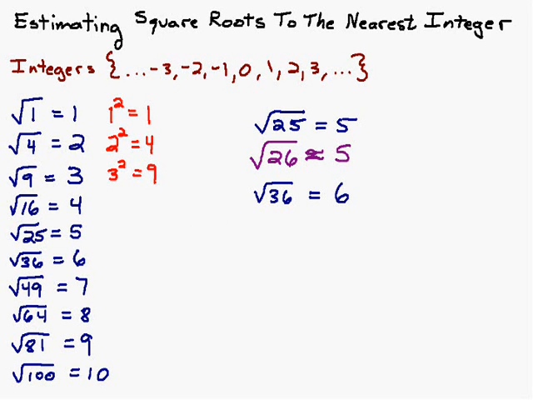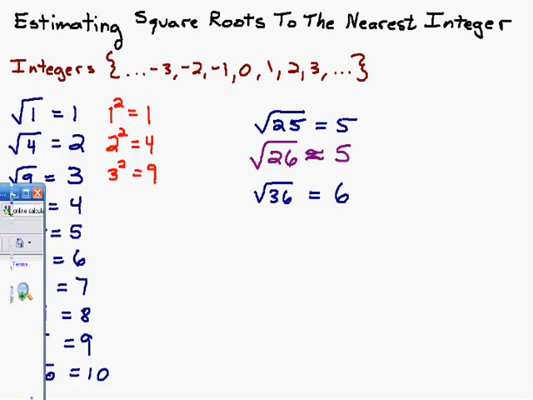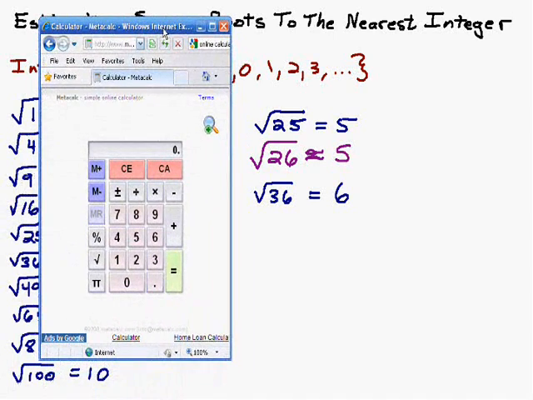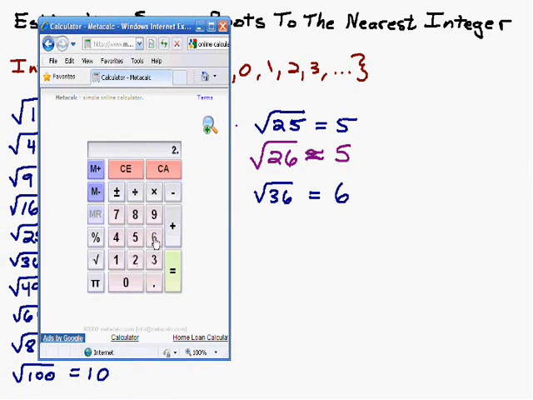So let's bring in a calculator and see what the square root of 26 is, according to the calculator. Let's see, 26 square root: 5.099, so it's pretty close to 5, isn't it? If rounded to the nearest tenth, it'd be 5.1.